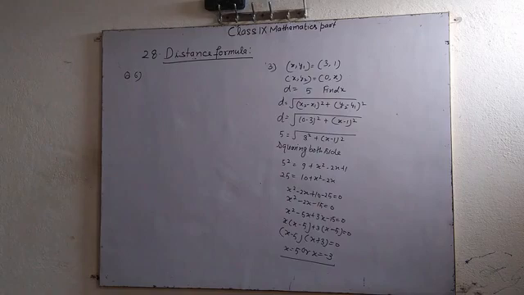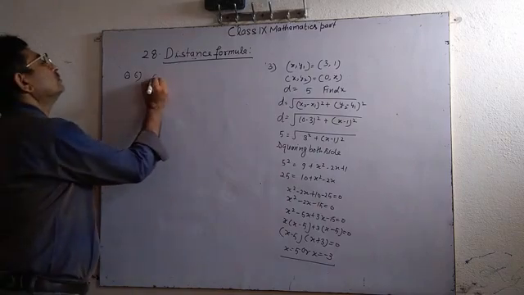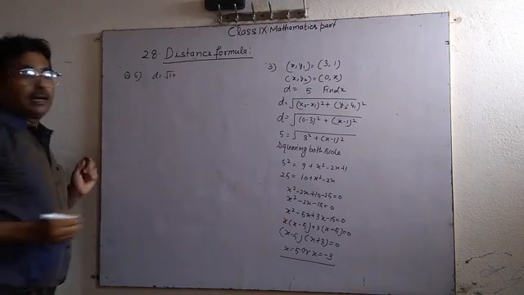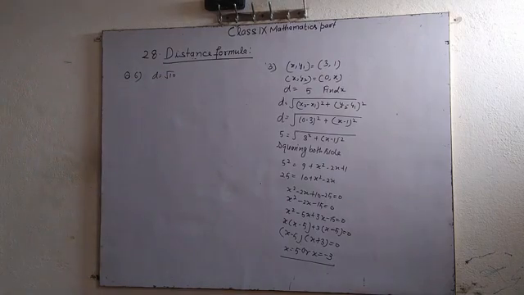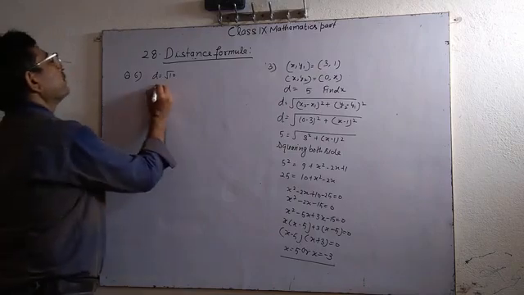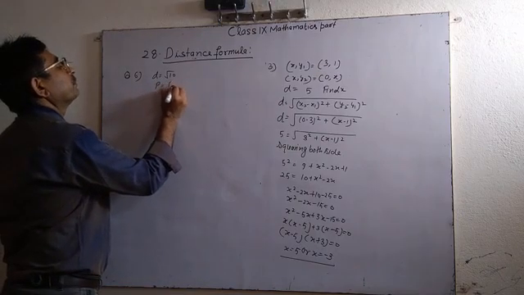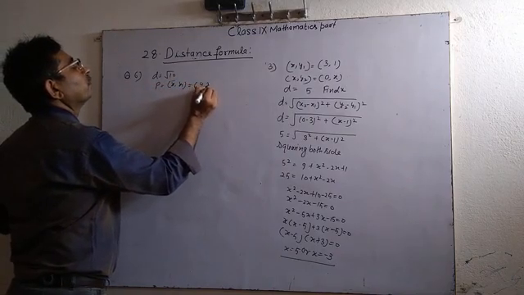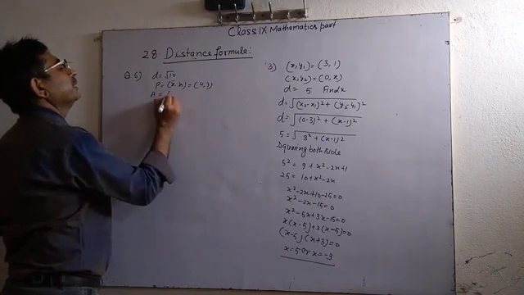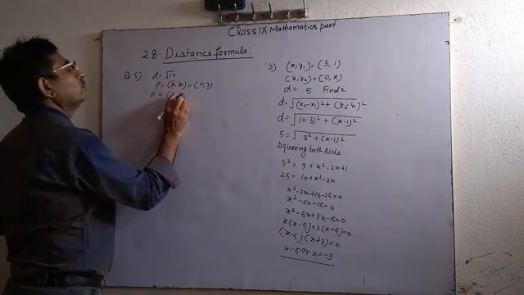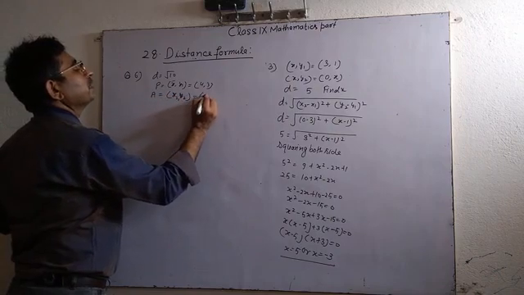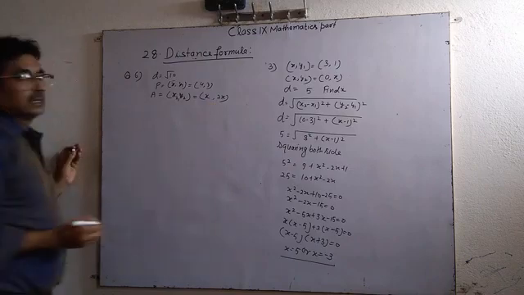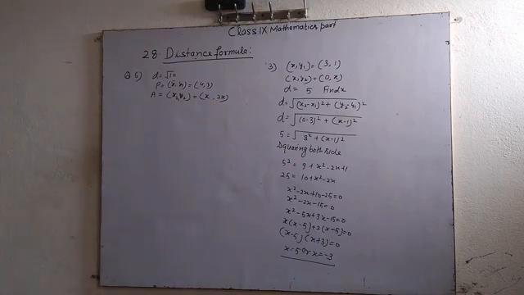Given a point at distance d equal to root 10, the coordinates of point P are x1, y1, which is 4, 3, and the coordinates of point A are x2, y2. According to the question, this is given as x and 2x. Listen carefully to the question: a point A is at a distance of root 10 units from the point 4, 3.